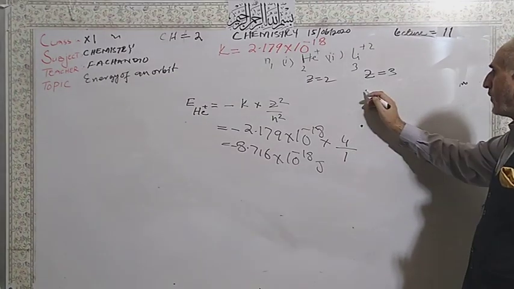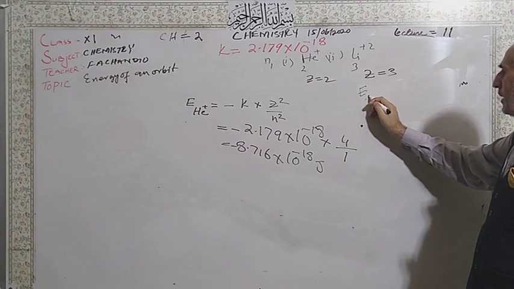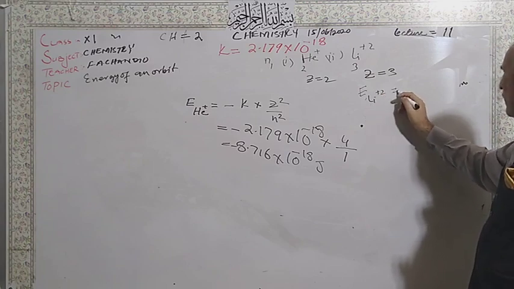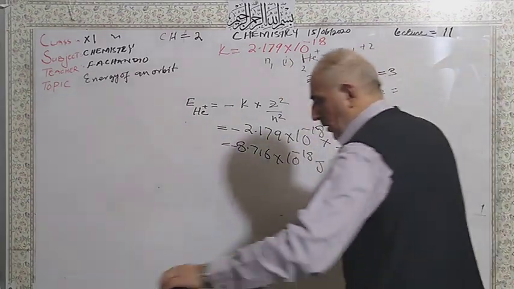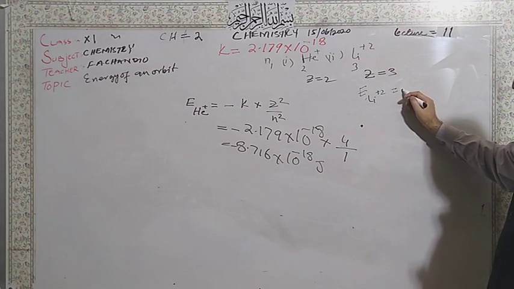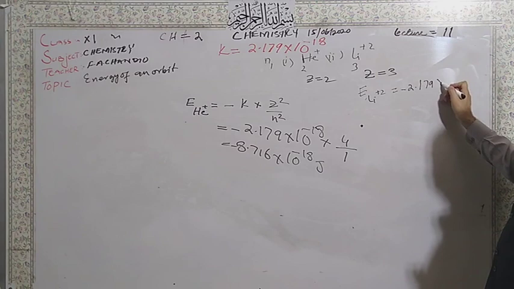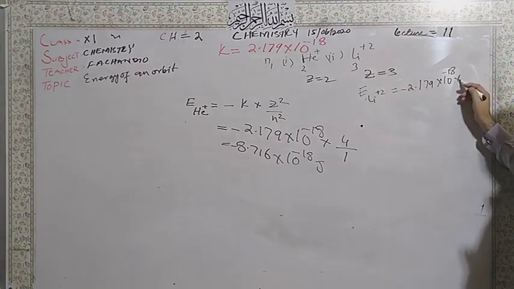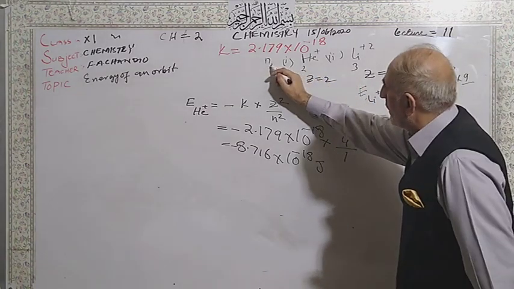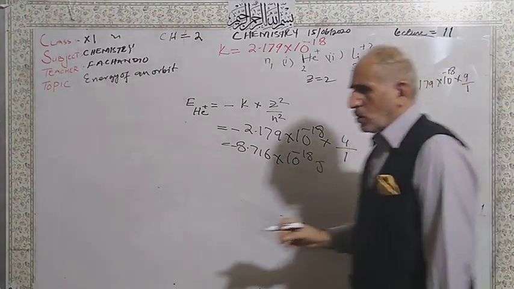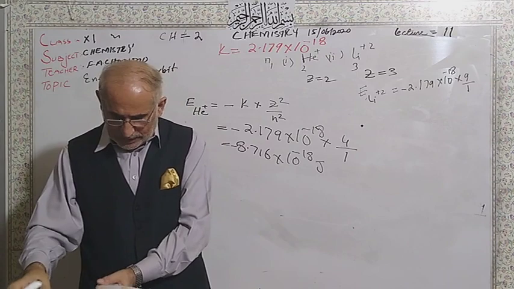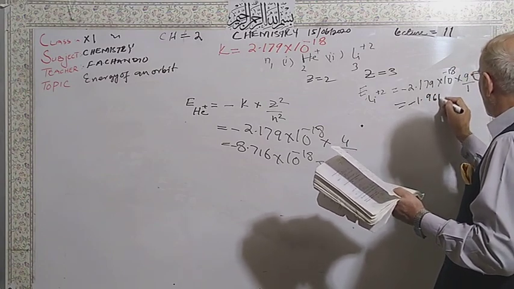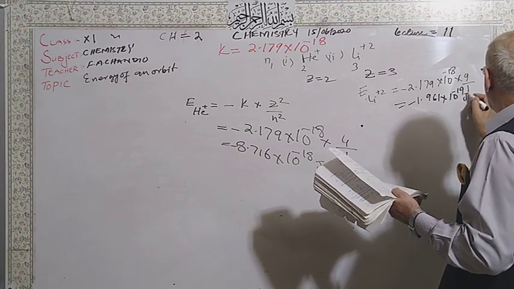Likewise, you can calculate the energy of lithium. This is lithium positive 2 and atomic number is 3. When you apply the formula, minus K, it's minus 2.179 into 10 to the power minus 18 multiplied by atomic number for lithium, 3. So 3 multiplied by 3, 9, and number of shell is 1, so divided by 1. If you multiply by 9, you can get the answer. The answer is given in your book, that is minus 1.961 into 10 to the power minus 19 joules.